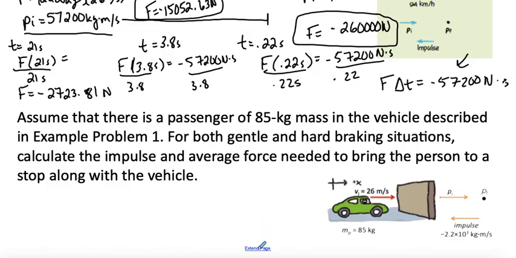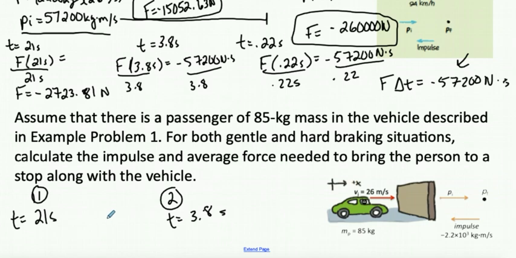So a scenario that goes with the first practice problem, we have a passenger of 85 kilogram mass in a vehicle described. For both gentle and hard braking situations, calculate the impulse and average force needed to bring the person to a stop along with the vehicle. Okay, so if we were looking at just the person here, let's say we're looking for the gentle and hard braking, so that would be scenario 1 and scenario 2. So the time for scenario 1 is 21 seconds. Time for scenario 2 is 3.8 seconds.